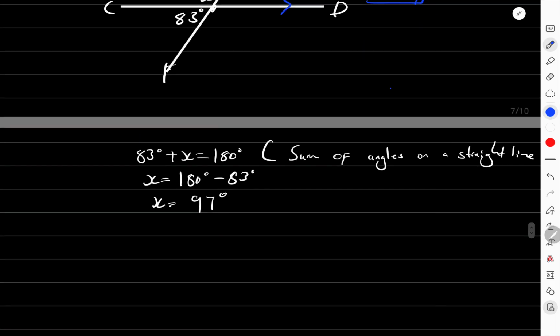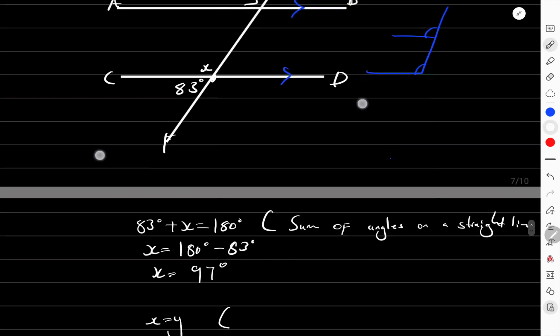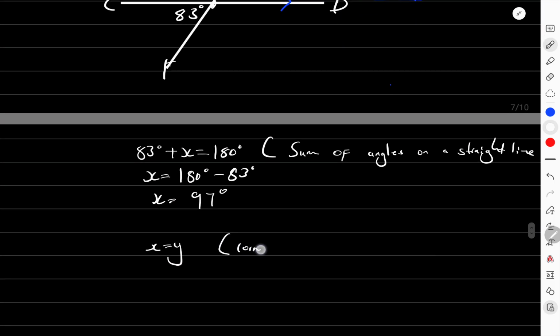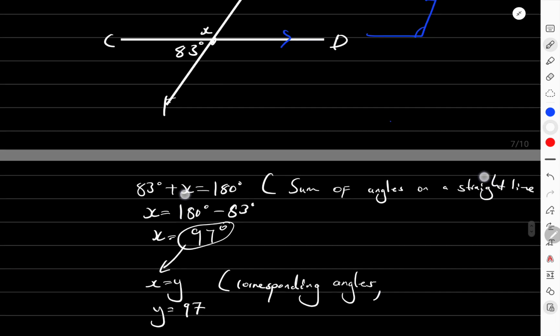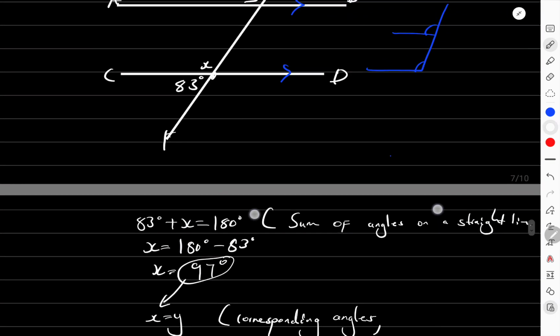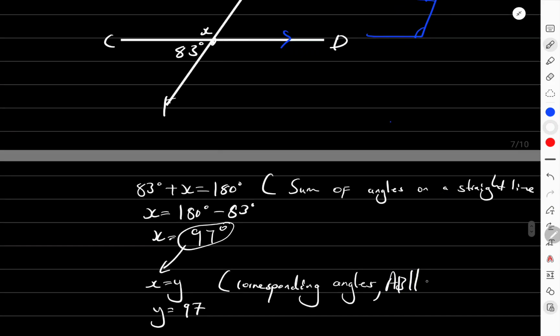Therefore, now I'm going to say x is equals to y. Reason is going to be what? Corresponding angles. Now, after writing corresponding angles, I'm going to substitute. Wherever I see y, I have a right to substitute 97. Therefore, y is also equal to 97. But then after writing corresponding angles, I have to write which lines are parallel. Therefore, I'm going to say AB is parallel to CD. Line AB is parallel to line CD.